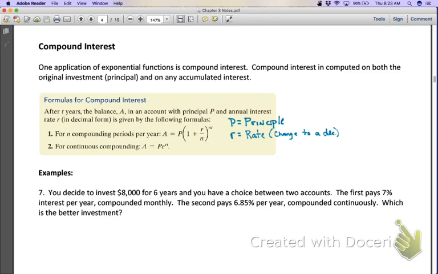The n, okay, n is only going to be used when we are dealing with compound periods or compound interest, not continuously. Okay, continuously is going to be in a minute. That's going to deal with the natural base e. So n is the number of times we compound per year.